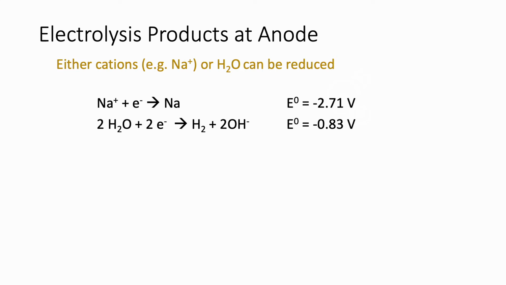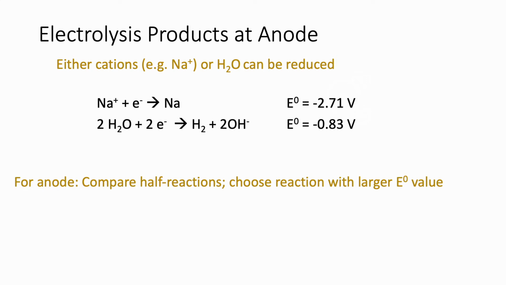I want you to think back to what we said about standard reduction potentials. If you'll remember, the largest cell potential, or another way to say that, the most positive cell potential, is going to be the one that is most likely to be reduced. So if you have multiple possible reactions within an electrolytic cell, you're going to look at which of those reactions has the larger standard reduction potential, and that is the one that is going to happen. So in this particular case, it is easier for the system to reduce water to hydrogen gas and hydroxide than it is to reduce sodium ions to sodium metal.